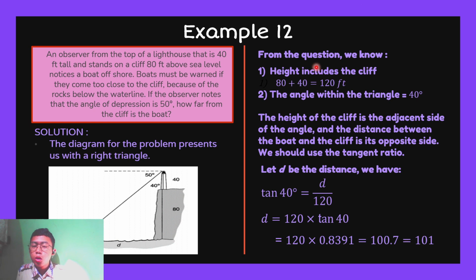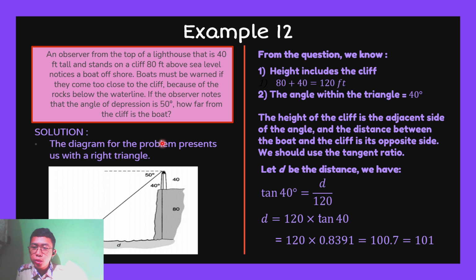Example 12. The question is: an observer at the top of a lighthouse that is 40 feet tall and stands on a cliff 80 feet above sea level notices a boat offshore. Boats must be warned if they come too close to the cliff because of the rock below the waterline. If the observer notes that the angle of depression is 50 degrees, how far from the cliff is the boat?